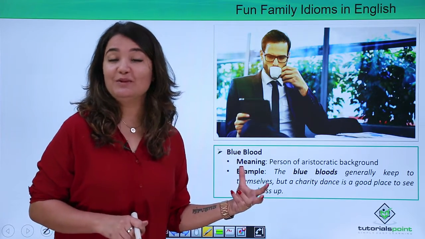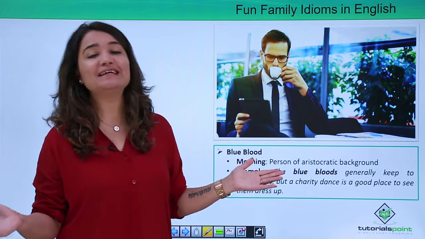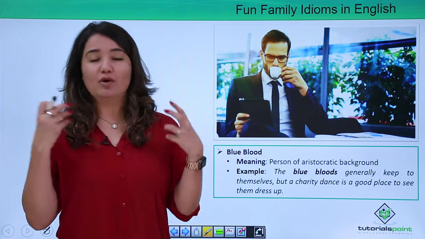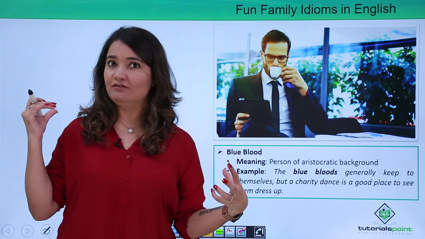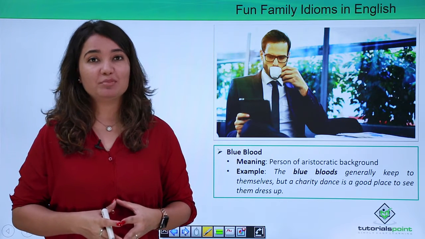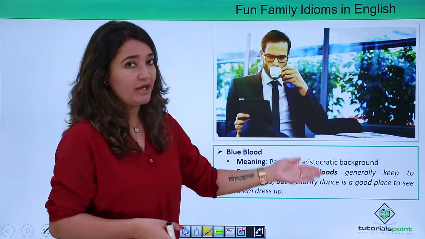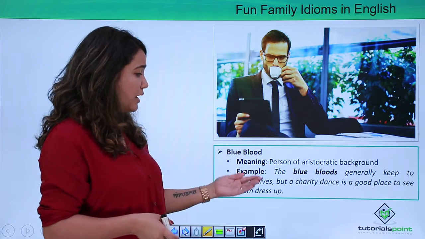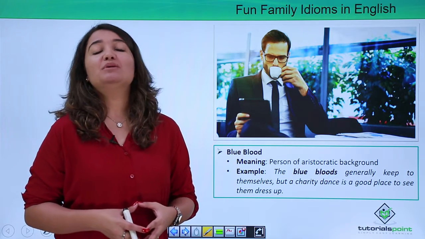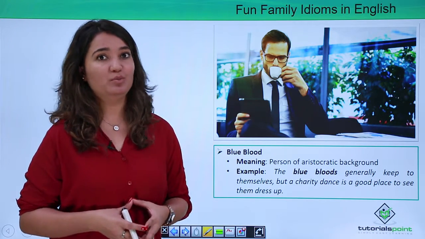Blue blood. Well, what is blue blood? Of course, all human beings have red colored blood, but blue blood is yet another phrase which actually means royal blood, or when you belong to a royal family, or a family of aristocrats, that is when you carry blue blood in you. So, well, the blue bloods generally keep to themselves, but a charity dance is a good place to see them dress up. So blue blood is when you belong to a royal lineage, right?